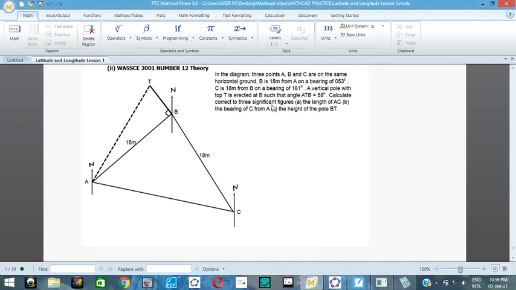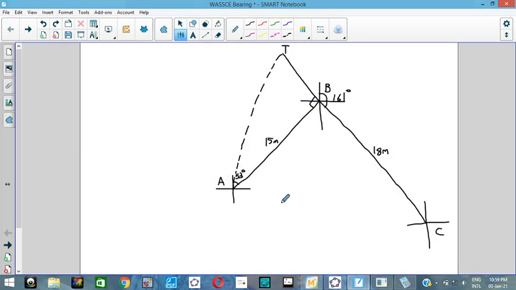The next thing is calculate correct to three significant figures: the length AC, the bearing C from A, the height of the pole. So we need the length A to C. So we are joining A down to this C. So this is the distance the question asks for. Let me label it as D. So this is the sketch of the question.